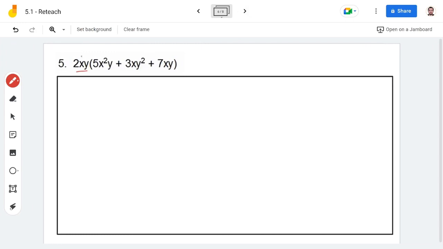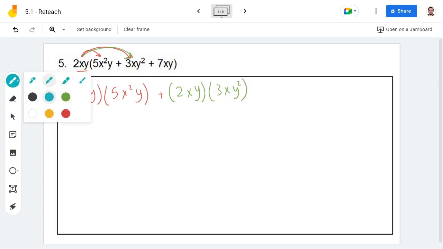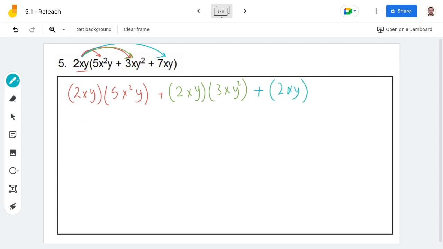Let's take this example here. So now let's multiply 2xy times 5x squared y plus. Okay, next, let me change the color. So as you can see here, 2xy multiplied with 3xy squared. Easy, right? Okay, next is 2xy times 7xy. Okay, now let's simplify this.